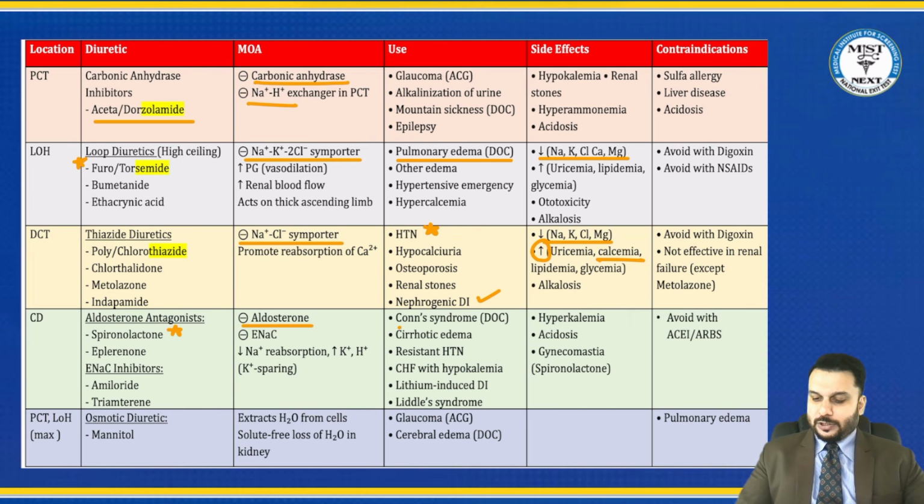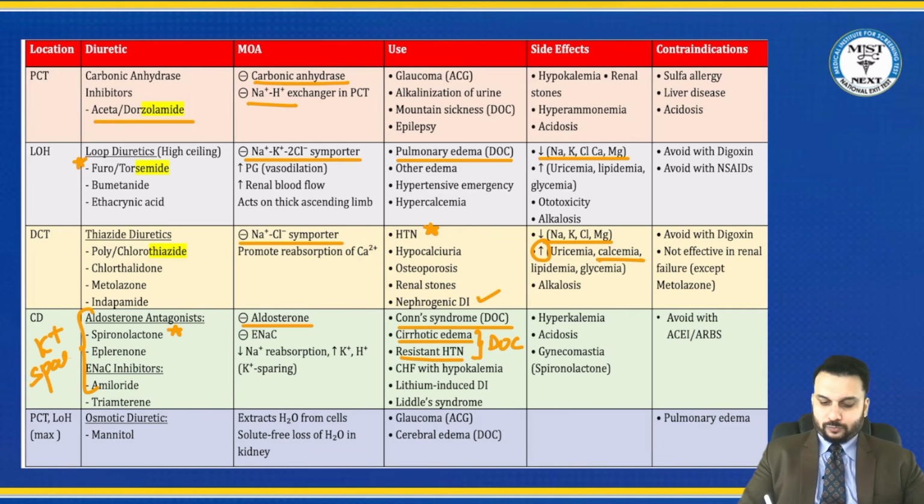And what is this too much aldo called? Conn's syndrome. Okay. The same drug spironolactone is also the drug of choice in cirrhotic edema, and it's also drug of choice for resistant hypertension. So spironolactone is quite an important drug for the exam point of view. Okay. Next is ENaC blockers. ENaC blockers also come in the potassium sparing only. Okay. So all these drugs are nothing but potassium sparing drugs.